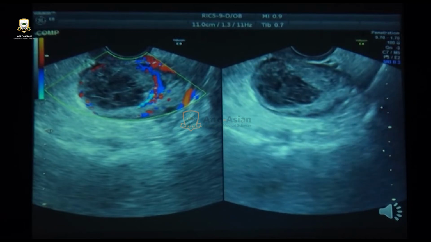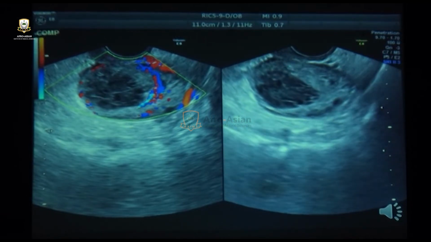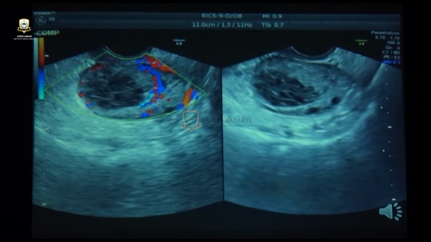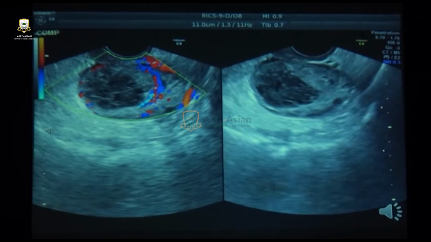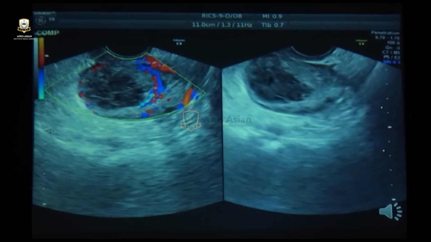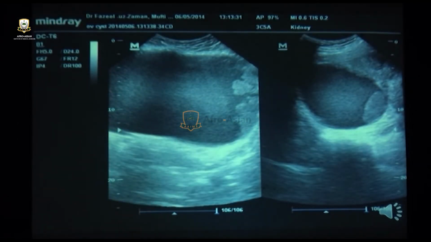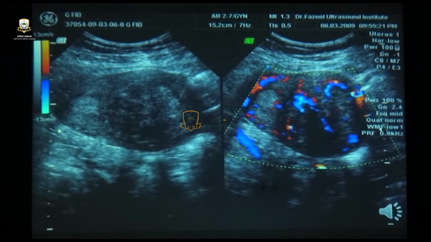What about this one? Any guess? Another hemorrhagic cyst. This one? Dermoid cyst. But we have to watch these solid looking areas. If there is blood flow, or if on follow-up these grow, then this can be a mucinous cystadenocarcinoma. Mucinous, because mucinous material also looks a little turbid.